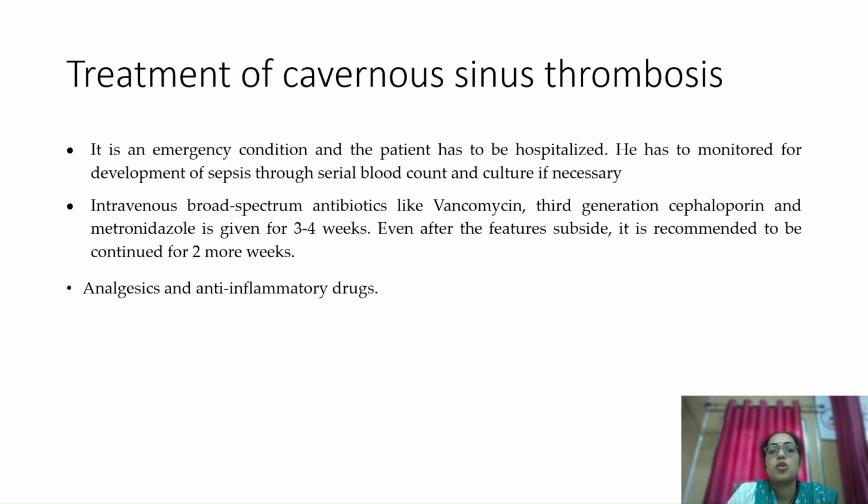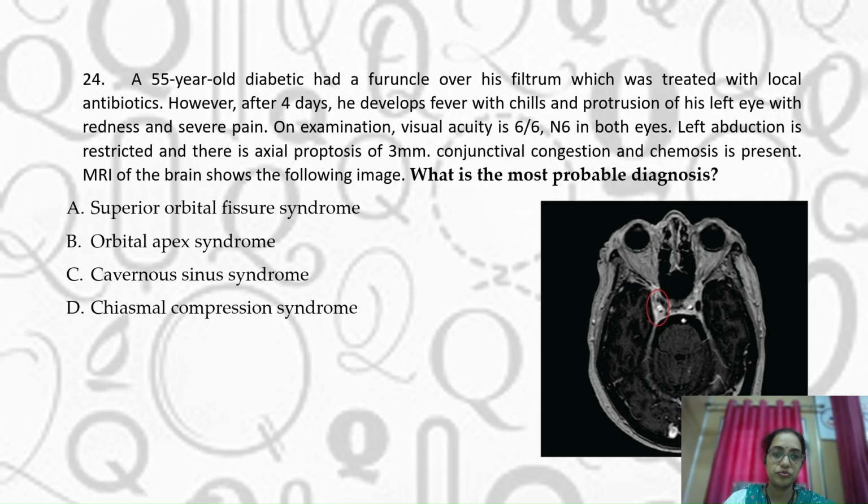He has to be monitored for the development of sepsis through serial blood counts and cultures. Identify the source of infection and treat it if possible. Then intravenous broad spectrum antibiotics like vancomycin, third generation cephalosporins and metronidazole should be given for a very long time, like 3 to 4 weeks. Steroids, questionable. Some people have got good results with it. And the antibiotics have to be continued for 2 more weeks even after the symptoms have subsided.